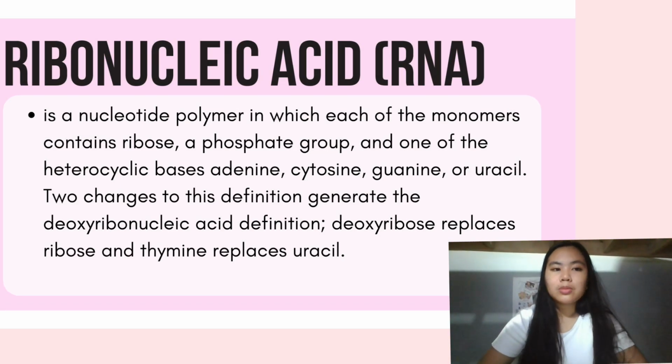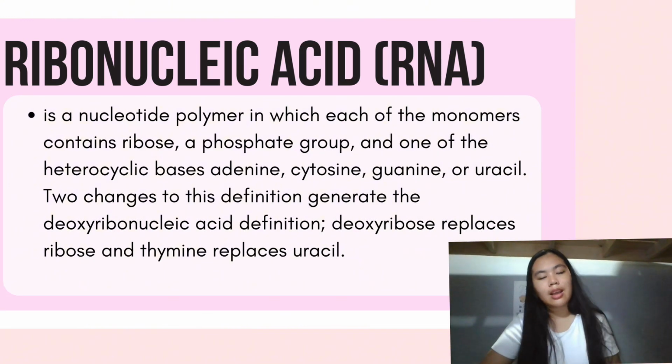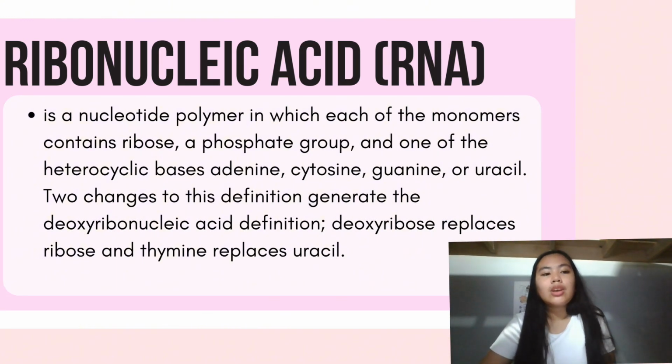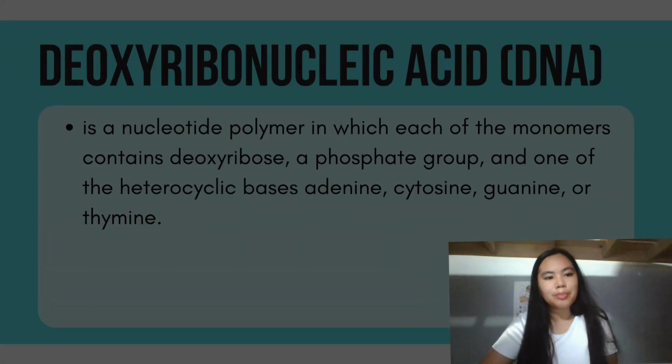Okay, so let's proceed to the two types of nucleic acids. One is ribonucleic acid, or the RNA. RNA is a nucleotide polymer in which each of the monomers contains ribose, a phosphate group, and one of the heterocyclic bases: adenine, cytosine, guanine, and uracil. Two changes to this definition generate the deoxyribonucleic acid definition. So deoxyribose replaces ribose, and thymine replaces uracil.